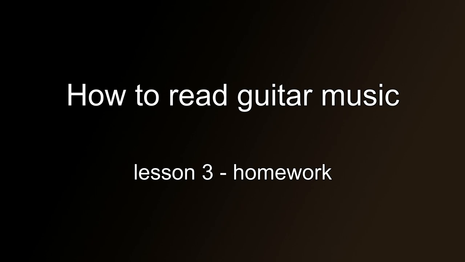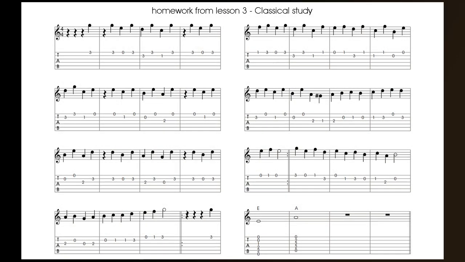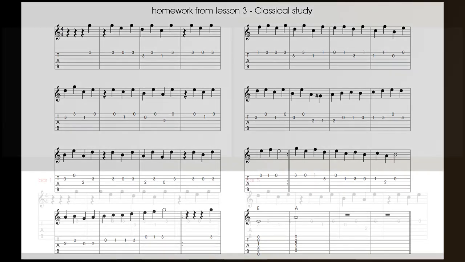Before we get started on Lesson 4, you may remember I left you some homework in Lesson 3. So, I'll play it through a couple of times, and then you can compare it with what you've been playing, or you can just play along with me if you want. And just to recap, the vast majority of the tune was in crotchets, and a crotchet was one beat. Right, here's the homework from Lesson 3, The Classical Study, at 90 beats per minute with a 2-bar introduction.